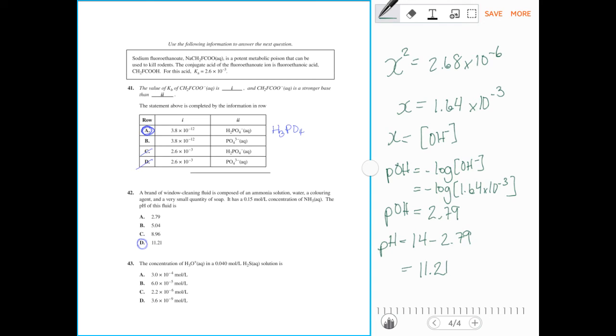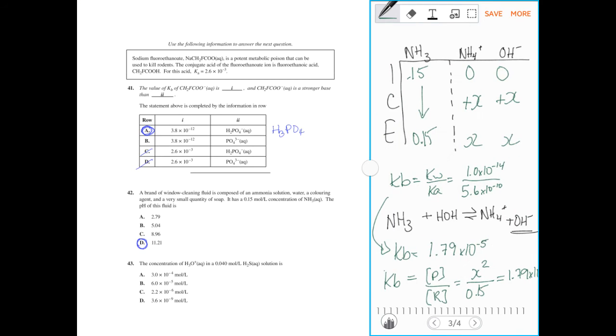So when I go back and check my work here, again, when I look at my ICE table, I did a little bit of a calculation to calculate for my Kb.